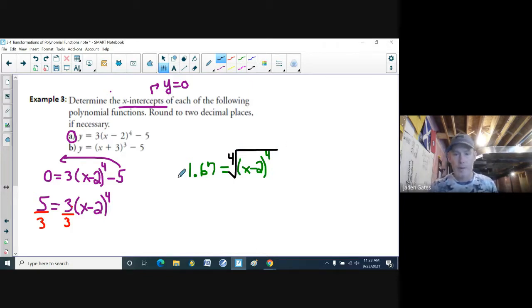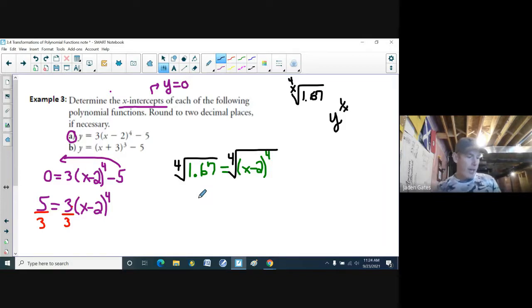Now, this is something a lot of people struggle with in their calculator or need to learn in your calculator. Usually there's a button, but it looks different. It can look like this. That's common. On your calculator, it can look like y to the power of 1 over x, where y would be the 1.67 and the x would be the 4. So you got to figure that button out in your calculator.